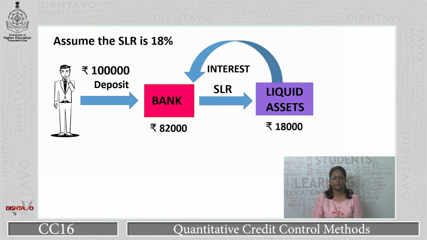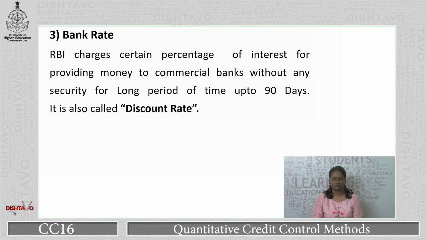Here, if a person deposits 1 lakh rupees with the commercial bank, then banks have to compulsorily keep 18% of it in liquid assets, that comes to 18,000. The remaining rupees 82,000 can be used by the bank as a loan product. On these assets, banks will get interest.